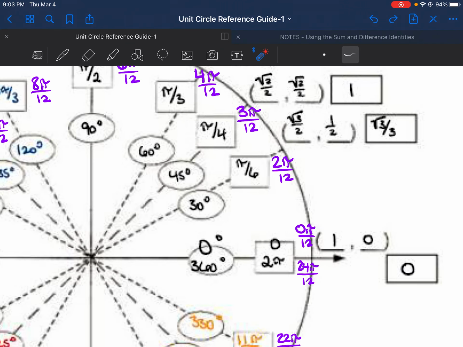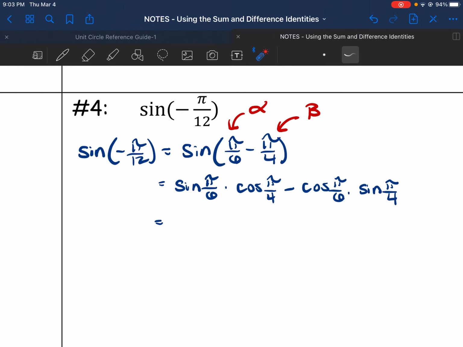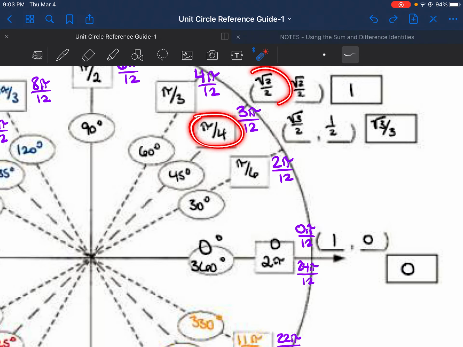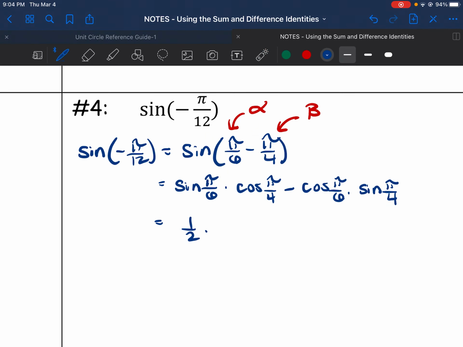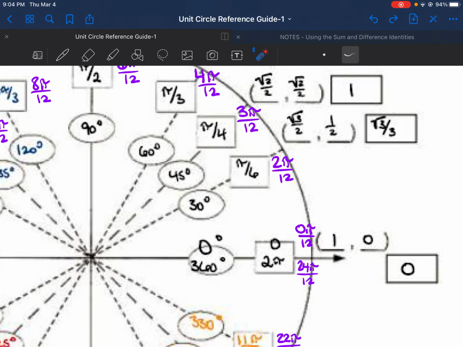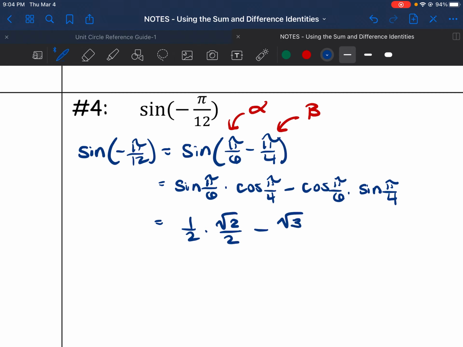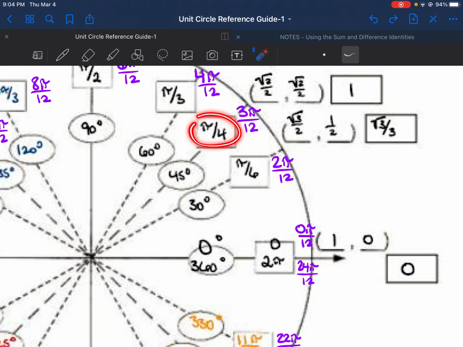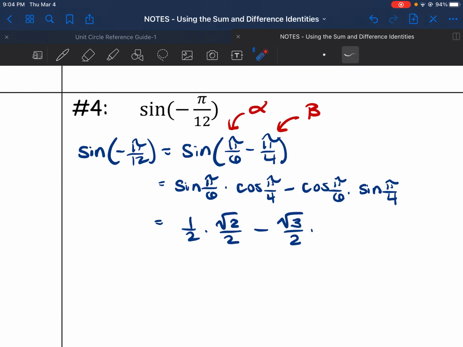All right, sine of pi over 6. Here's pi over 6. Sine is 1/2. Cosine of pi over 4. Here's pi over 4. Cosine is the x value, square root of 3 over 2. Oh, sorry, not square root of 3 over 2, square root of 2 over 2. Almost made that small mistake. Then we have our minus cosine pi over 6. Well, pi over 6 right here, cosine, that's square root of 3 over 2. And then lastly, sine of pi over 4. Well, here's pi over 4. Sine value is the y value, square root of 2 over 2.